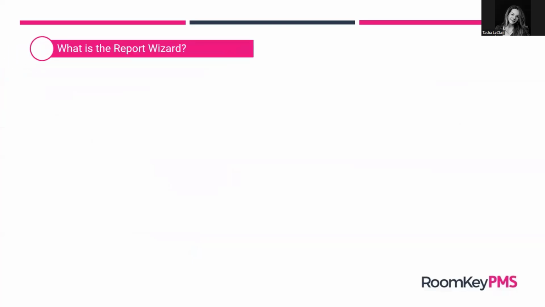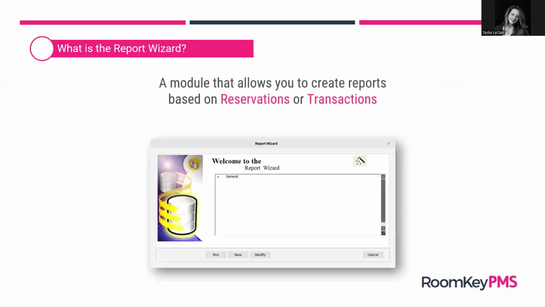Great. So let's take a look at our first topic for today. We'll look at what the report wizard is and where we can find it. This is a module that allows you to create custom reports based on either reservations data or transactional data inside RoomKey. So this is what the report wizard looks like.